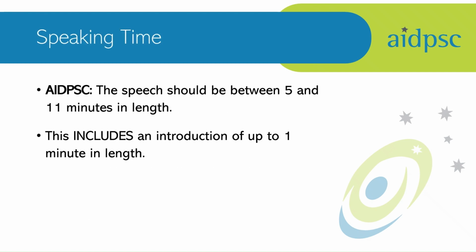The speaking time for AIDPSC is between 5 and 11 minutes. There is no requirement that a student uses the full 11 minutes, and the extract should be chosen so that it fits within this time. Note that the 11 minutes includes the time given to the introduction, which should be up to 1 minute in length.